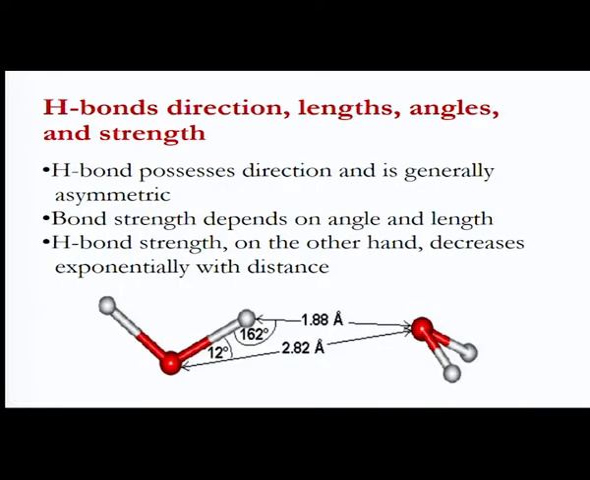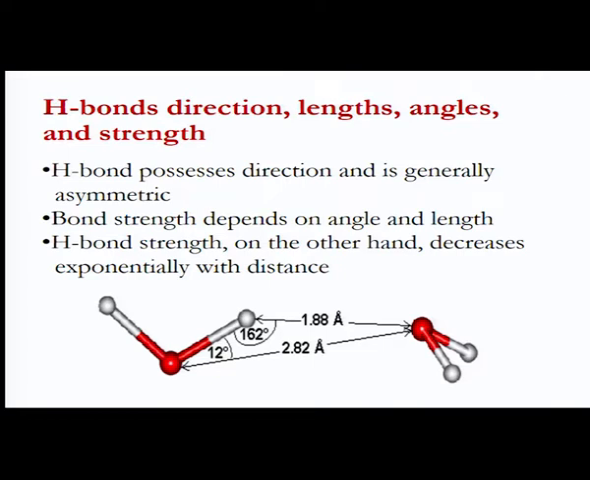When we talk about hydrogen bonds, we talk about the direction, length, angles and strength of these hydrogen bonds. A hydrogen bond possesses direction and is generally asymmetric. The bond length depends on the angle and length. Hydrogen bond strength, on the other hand, decreases exponentially with the distance.